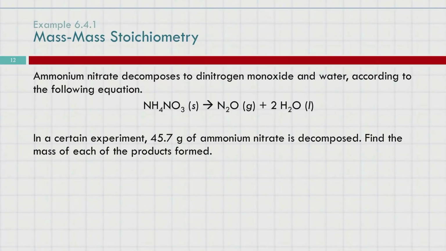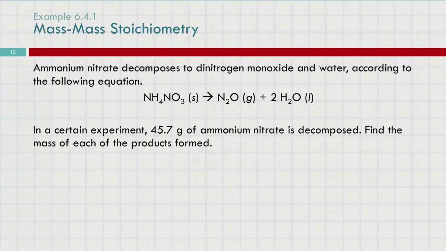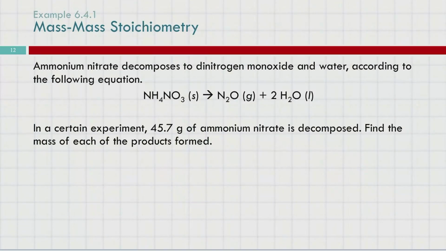Another example is that ammonium nitrate decomposes to dinitrogen monoxide and water according to the following equation. In a certain experiment, 45.7 grams of ammonium nitrate, that's the NH4NO3, is decomposed. Find the mass of each of the products formed. So we're looking for the mass of each. So we've got 2 answers that we'll be expecting to give.